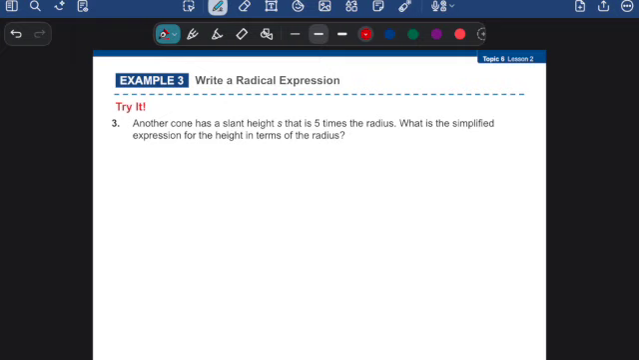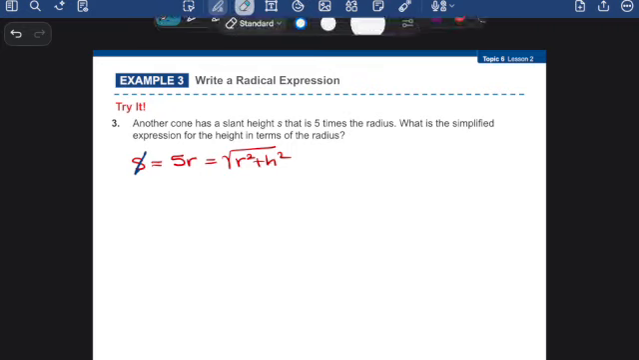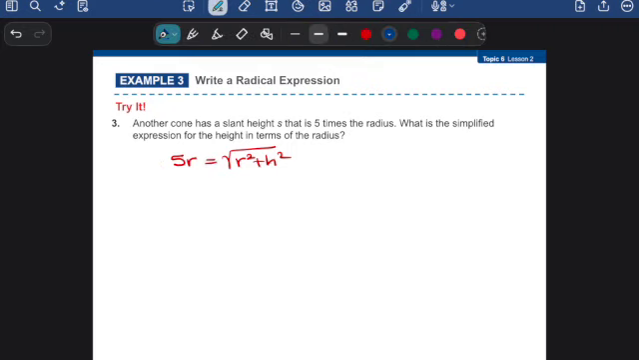Try it number 3. Another cone has a slant height S that is 5 times the radius. So I have an equation right here: slant height S equals 5 times r, or 5r. I also know from the previous example that the slant height was represented by this expression, the square root of r squared plus h squared. That's probably going to come into play. I'm looking for the expression in terms of the radius, so I want to have just the variable r. Since these are all equivalent, I can ignore the S right now and just work with 5r equals the square root of r squared plus h squared.